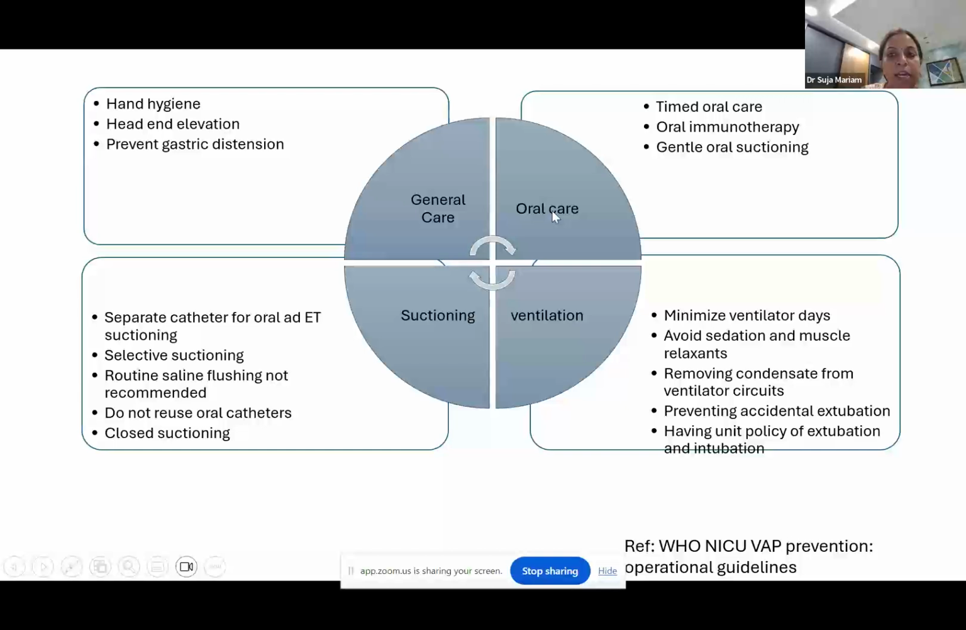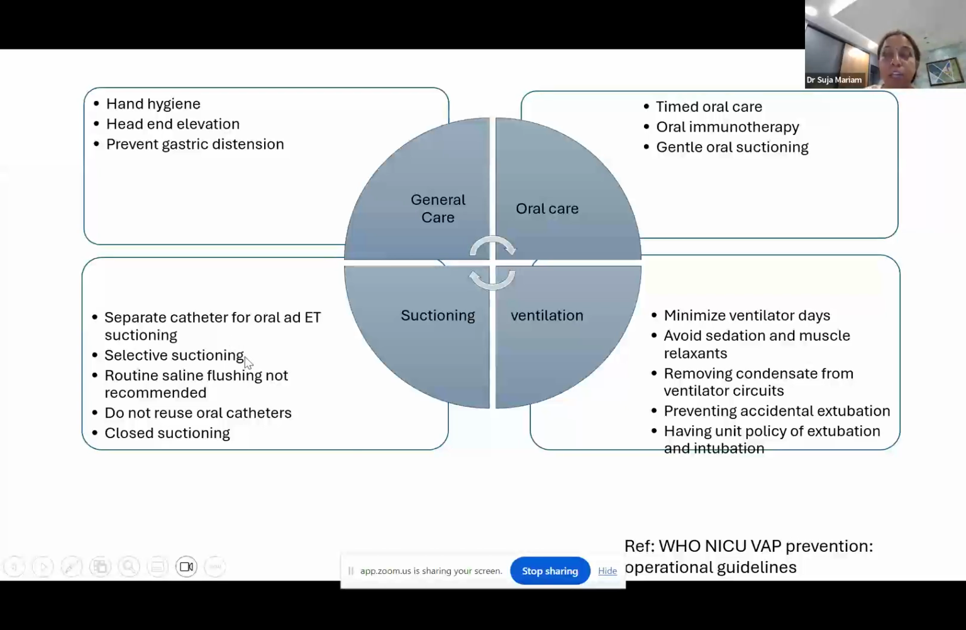In oral care, timed oral care, that means you won't allow secretions to pool within the oral cavity. I hope all of you know about oral immunotherapy. We're not going to go into details. And gentle oral suctioning. Because the more vigorous oral suctioning that you do, you're going to cause mucosal trauma, which is going to encourage bacterial proliferation. Suctioning, very importantly, from WHO's perspective, separate catheter for oral and ET suctioning.